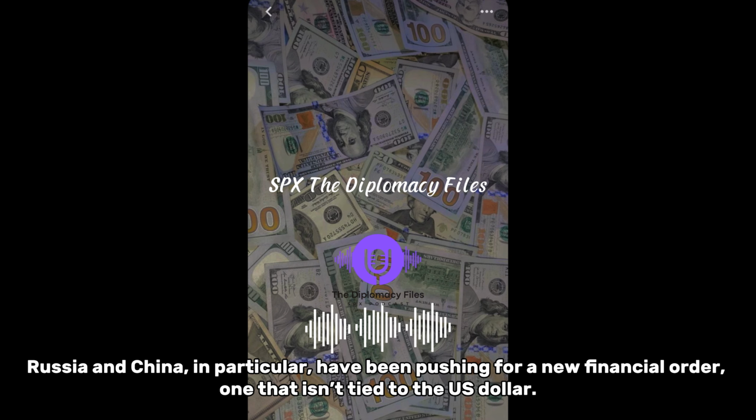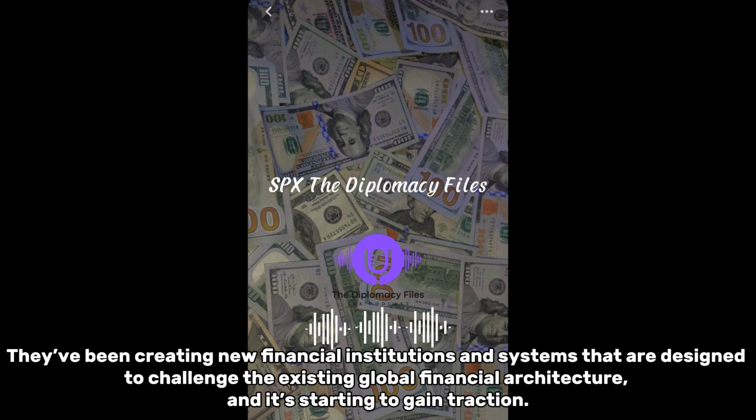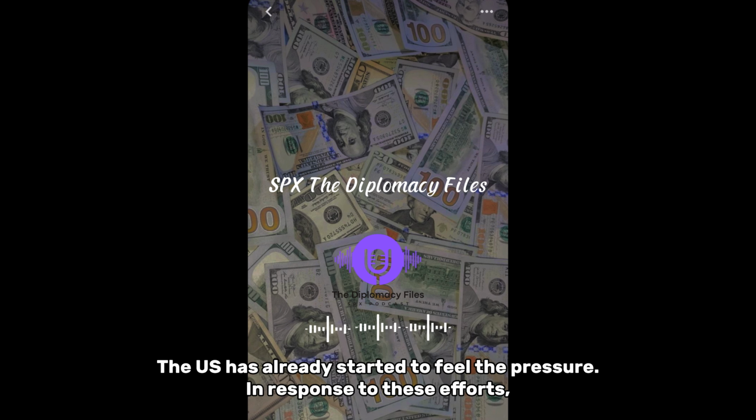Russia and China, in particular, have been pushing for a new financial order, one that isn't tied to the US dollar. They've been creating new financial institutions and systems that are designed to challenge the existing global financial architecture, and it's starting to gain traction. The US has already started to feel the pressure.